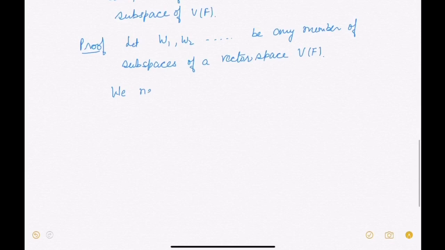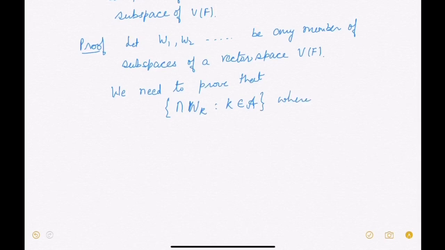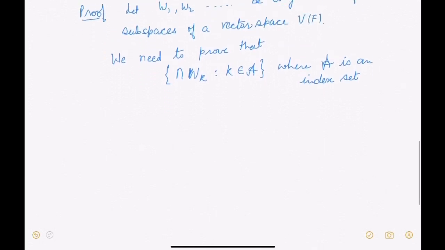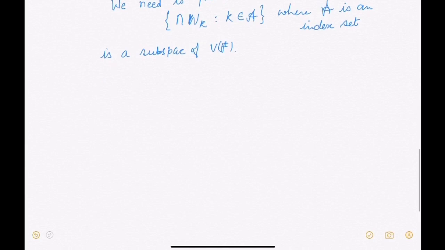We need to show that, we need to prove that intersection of Wk such that k belongs to A, where A is an index set, is a subspace of V(F).